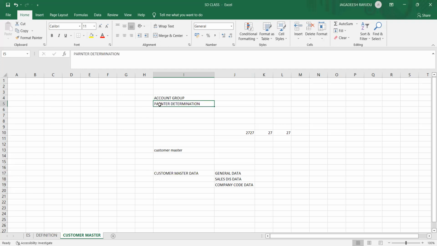Why are account group and partner determination part of your customer master data? Without these, we are not able to create a customer. You can create a customer, but you cannot save it in the SAP system. Why are these mandatory? Why are these very important? I would like to explain in another few minutes. Before that, let me show you one example. So our sales organization is 2727, right?